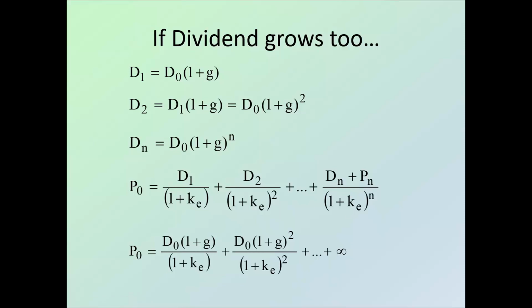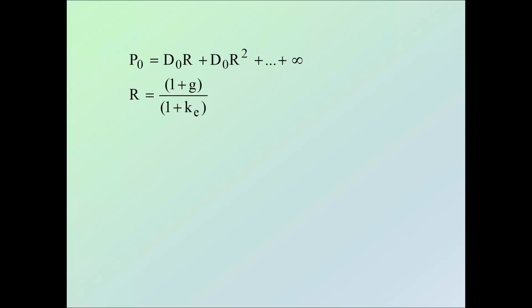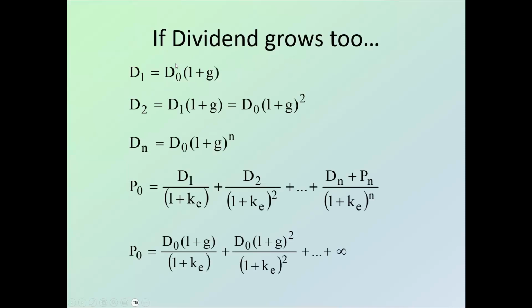Now notice something strange here. The power of 1 plus growth rate of dividends is the same as the power of 1 plus discount rate of the stock. So these two powers are the same. In other words, we can replace this with a common factor, and we call that common factor R. In other words, we can say P0 is D0R, D0R squared, D0R cubed, and so on, infinite terms.